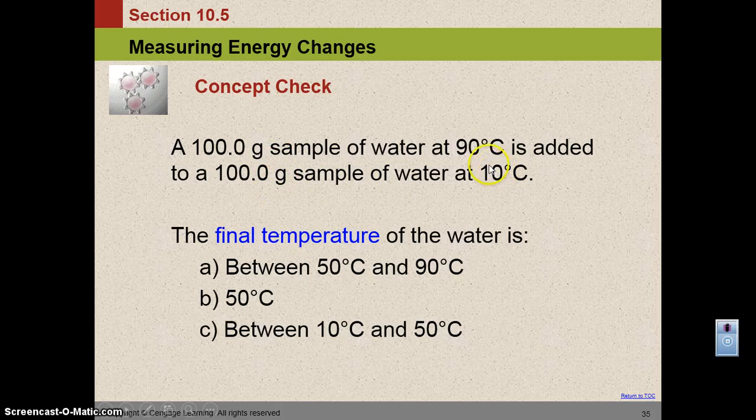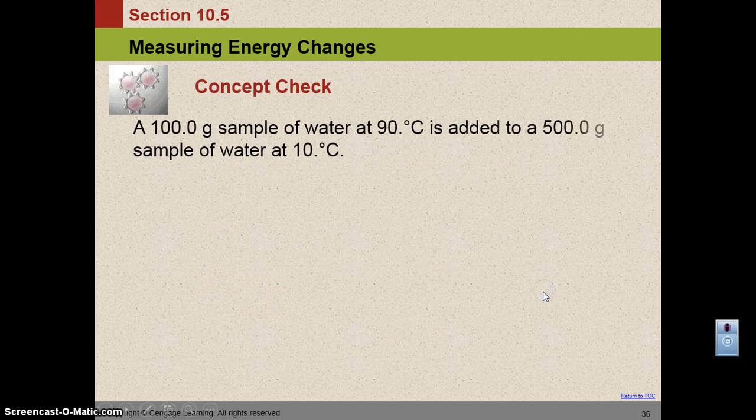So when we look at what's going to happen with the temperature, once it reaches equilibrium, and this is actually one that we saw in the textbook as well, we know the final temperature of the water is going to be 50 degrees Celsius. We take a look at the next concept check.